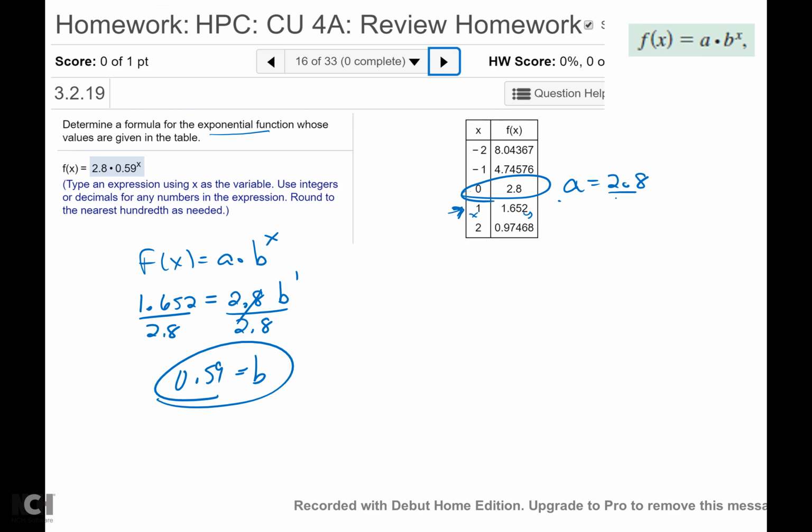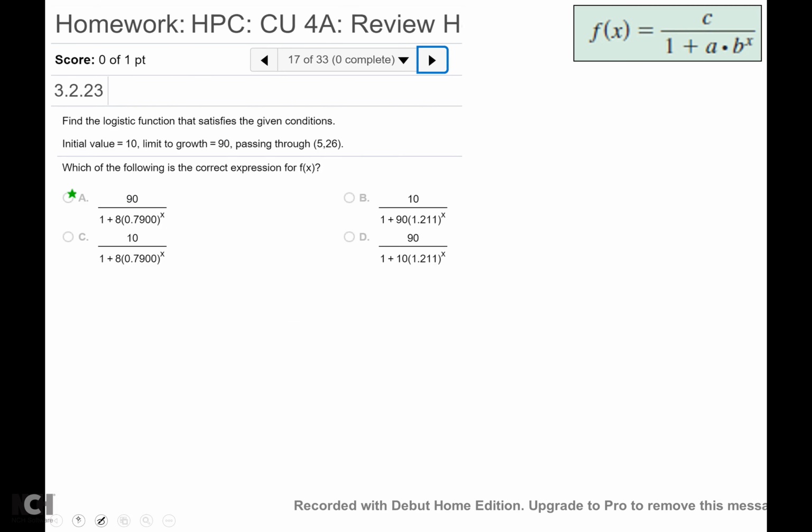So there's my base, there's my a, and my function is a times b to the t, or x. Easy breezy. Okay, logistic function. The logistic function is this one up here. It satisfies the given conditions: the initial value is 10, the limit to growth is 90, and it passes through (5, 26).